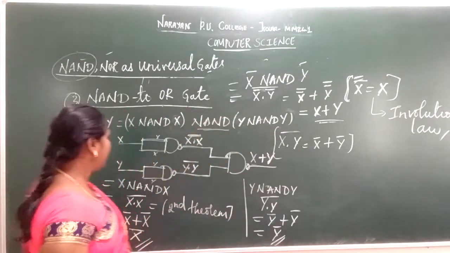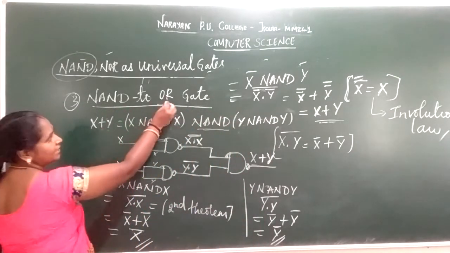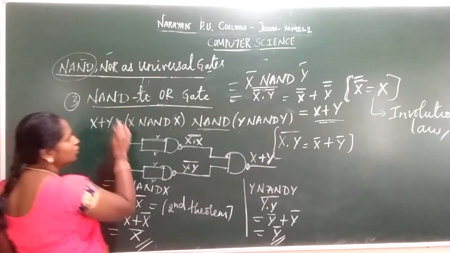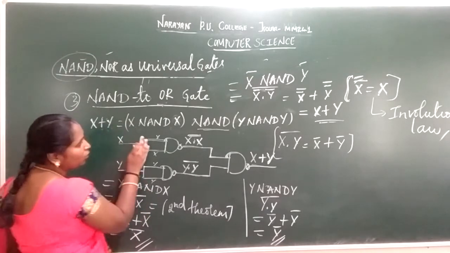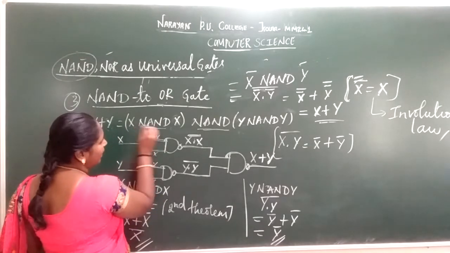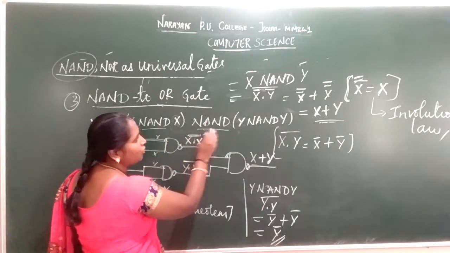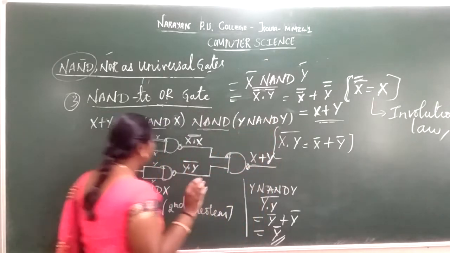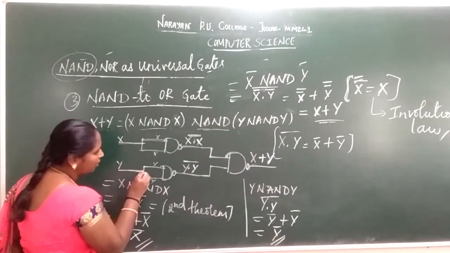So once again I explain. You know that an OR gate is nothing but x plus y. With the help of x plus y, how are we going to implement it using a NAND gate? So x NAND of x, NAND of y NAND of y. Implement this in the form of a logic circuit.